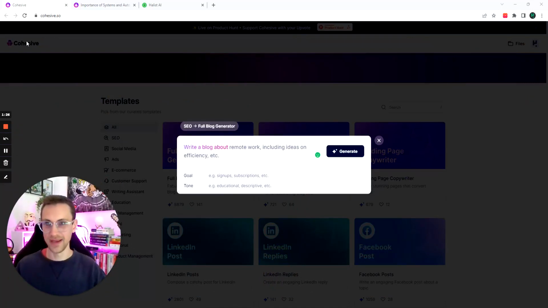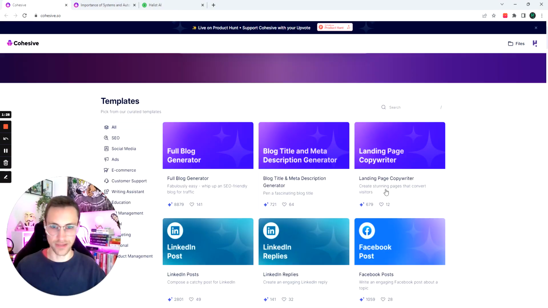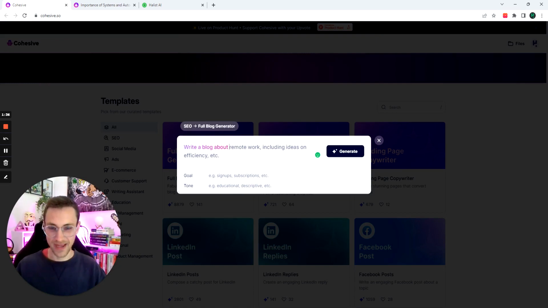All right, so in Cohesive, you have multiple templates. The one I picked was the full blog generator. I just wanted to try it just to see how it goes. And it has this prompt here, called "write a blog about", and then remote work, including ideas on efficiency, etc. And then generate. So as you can see, this prompt is really, really simple. It's really what I would consider basic.